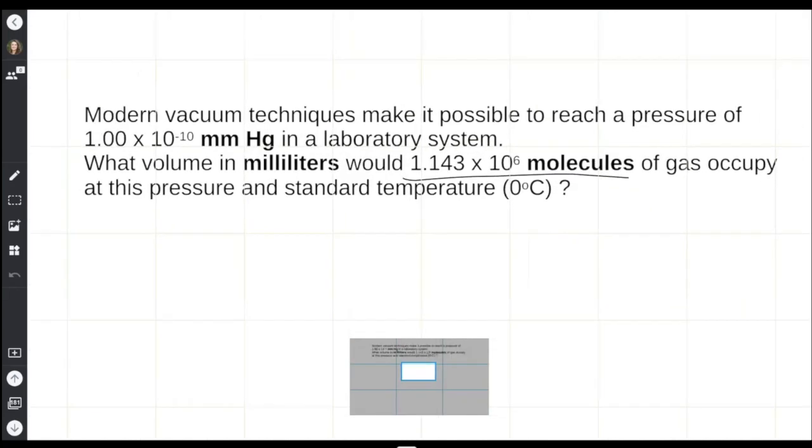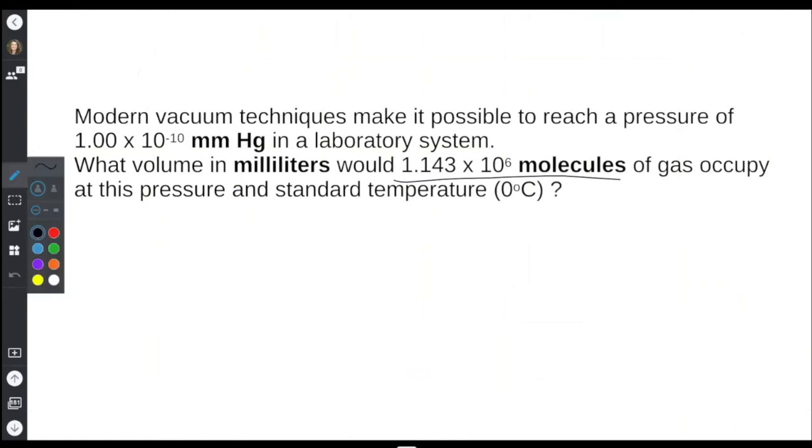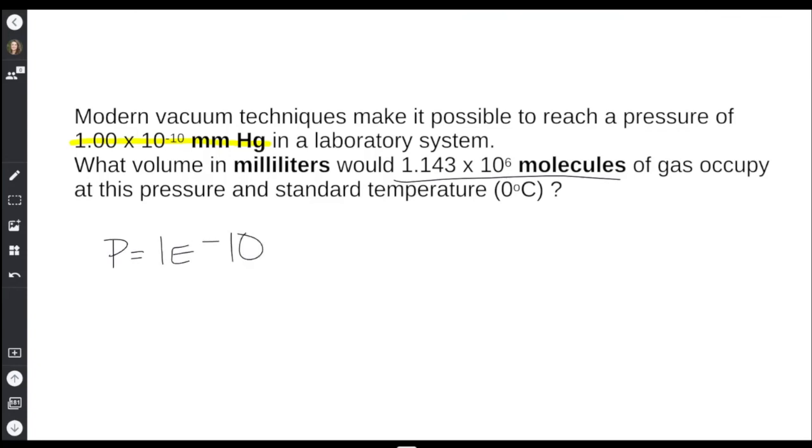So, modern vacuum techniques make it possible to reach a pressure of 1 times 10 to the negative 10 mmHg in a lab system. So let's write down our pressure. Hang in there. I know some of you all are ready to start working. 1E negative 10. And Isaac, that E is just how we plug in our scientific notation into the calculator. Times 10 gets replaced with E. All right? It helps your calculator know that it's scientific notation instead of doing it the wrong way. Otherwise, your calculator follows PEMDAS.